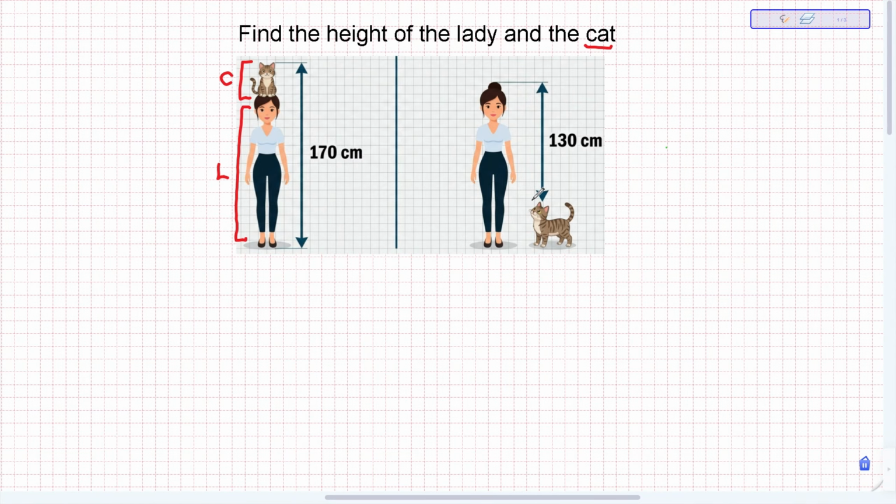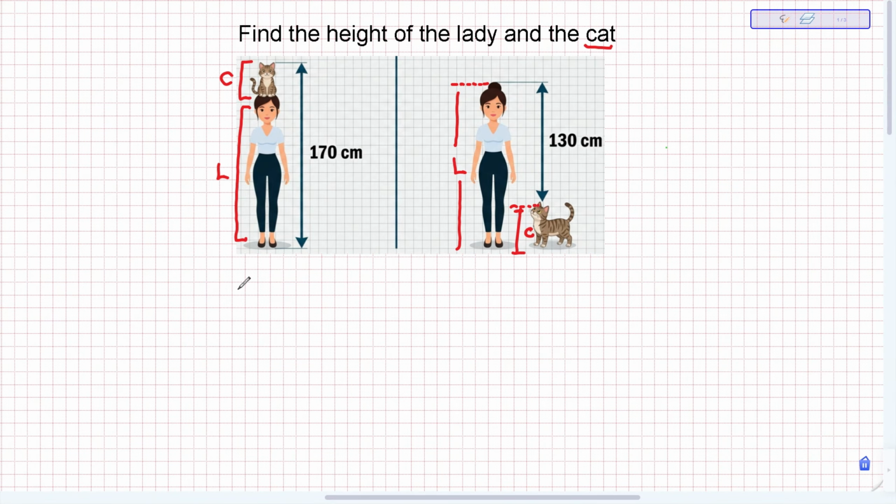So let's look at the second scenario where the cat is standing by the lady and we already have a notation for its height as C, and we know that the lady's height is L. Then we can model this situation in a way that the difference of the height of the cat and the height of this lady is 130 centimeters. So from here we can write a system of equations and find out the heights of this beautiful lady and this cute cat. So let's go on and do that.